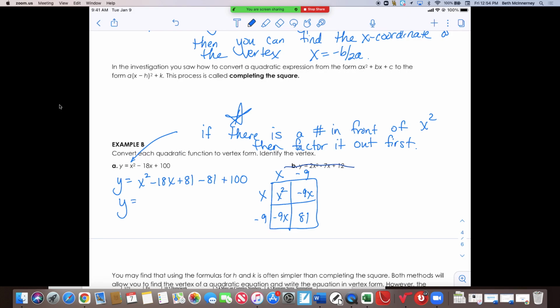The purpose of completing the square, the reason why you want to add the 81, is that it made x minus 9 times x minus 9. So then that's going to make it x minus 9 squared plus 19. Now that's vertex form. What's my vertex? How about positive 9, 19? Remember, it's x minus h.